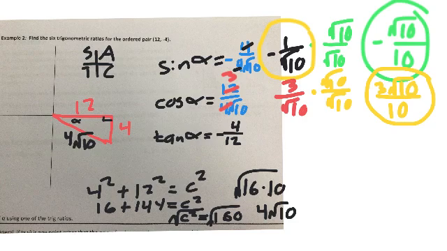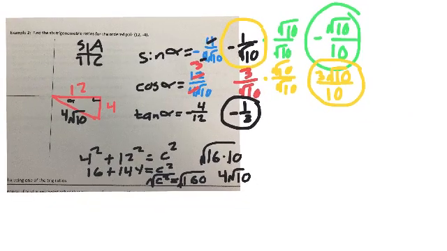And then for tangent of alpha, there is no radical, but I have a fraction that will reduce. Negative 4 over 12 is negative a third. And that would be reduced, so that would be my tangent. So I found 3 of my trig ratios. Now I need to find the other 3.